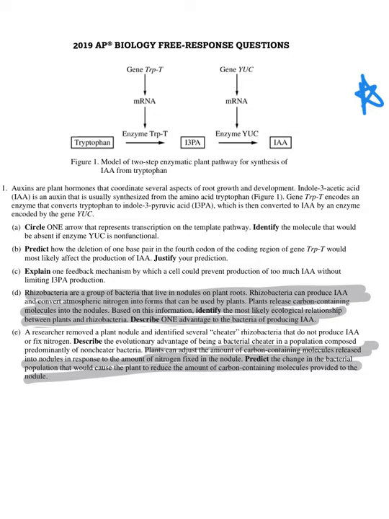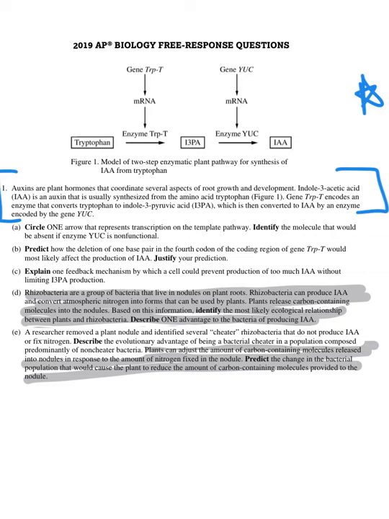Then I'm going to get into my questions before I actually summarize some of the information. They're giving me a circle 1 arrow that represents transcription on the template pathway. Identify the molecule that will be absent if enzyme YUC is non-functional. So they're starting to ask me what is transcription and what is the molecule that would be absent if this enzyme YUC is non-functional.